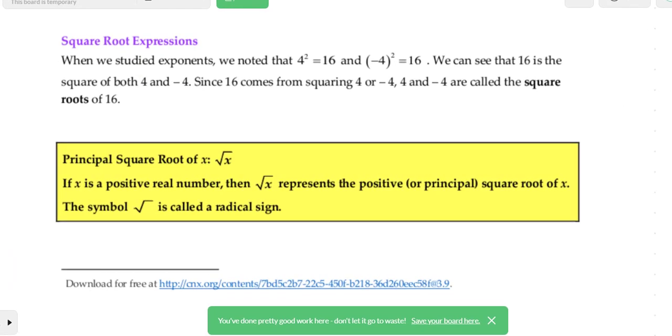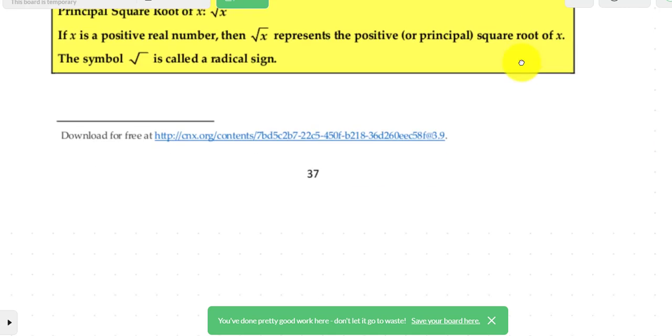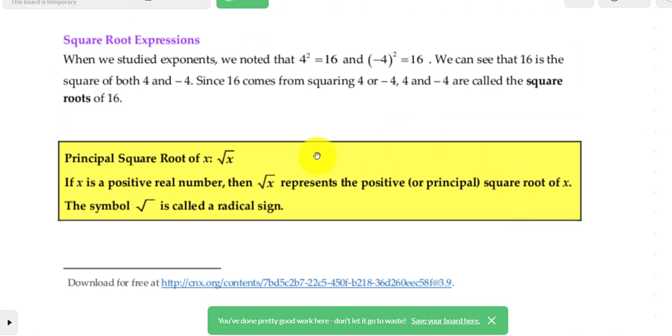Hello class, this will be the final video for section 1.4. We are going to cover the square root expressions. I believe this is on the bottom of page 37.